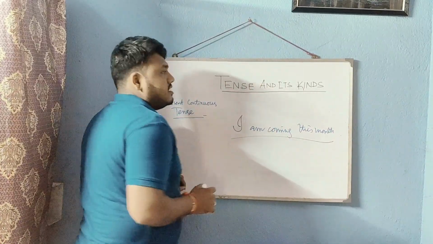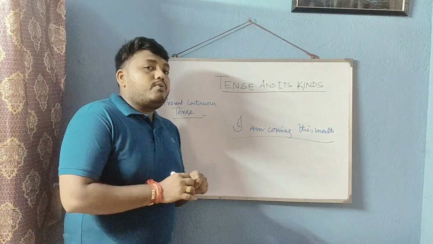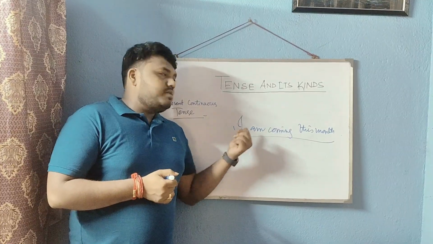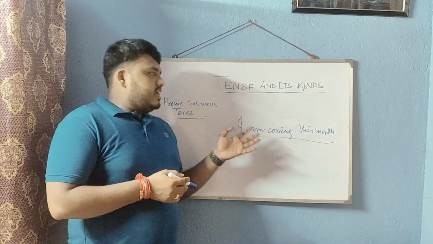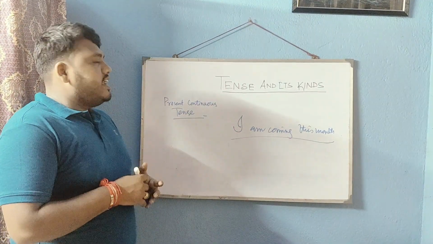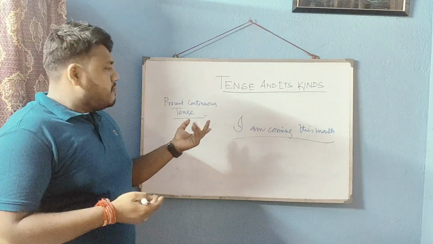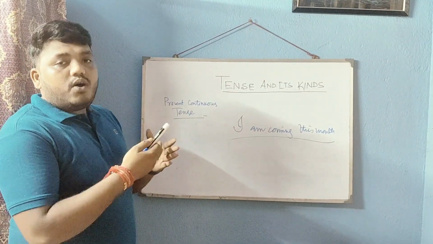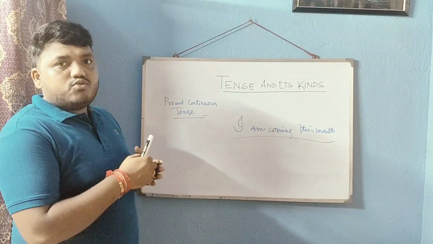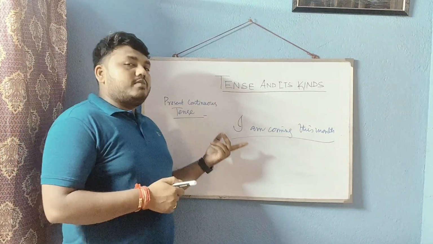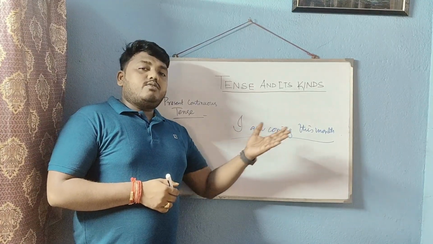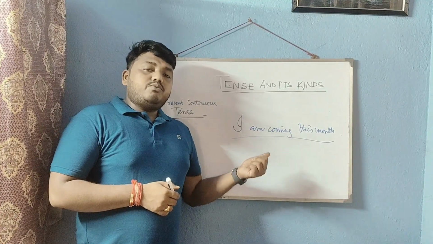So maybe your friend stays abroad and he's telling that he's coming this month. So he has not started his journey. He has not embarked on his journey, but he's saying that he's coming. Actually, he will come, but because he is coming soon, he can say that I am coming. So for denoting an action that is going to happen in the near future, we can use present continuous tense as well.